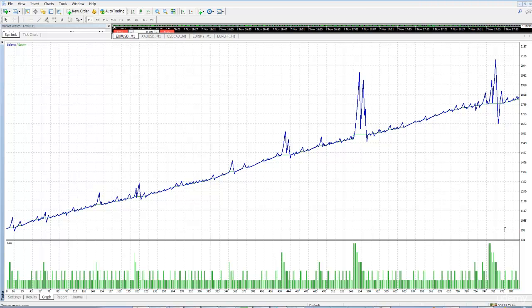So the equity would be, instead of 1,000, something in the area of 2000. So that's close to, or not close, that's 100% annually, which is beyond imagination. And this is on a very small account.